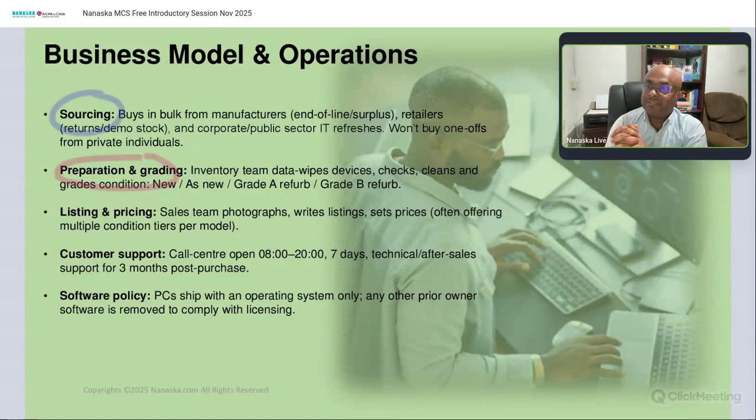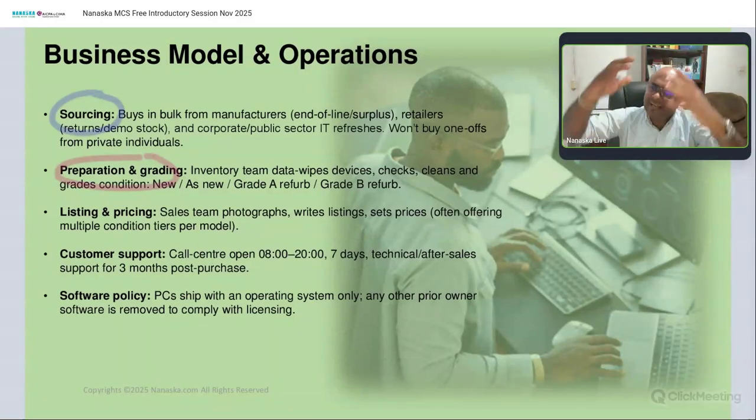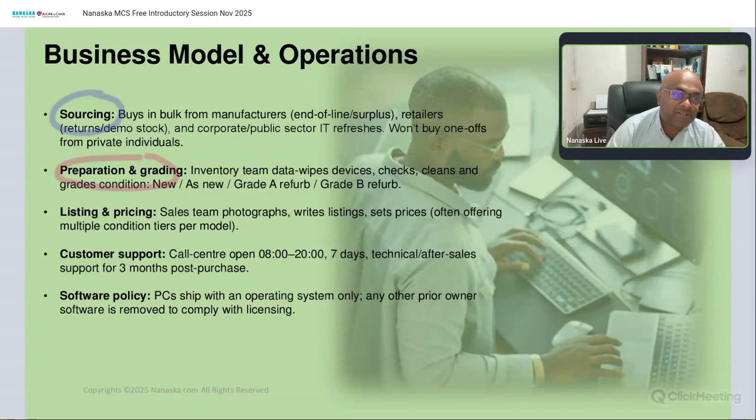like new laptops. Sometimes we buy new laptops as well. Some customers buy new laptops from us. As new, very, very close to being new, but not new. Grade A refurbished, grade B refurbished. We are refurbished, not new, but grade A, grade B. So we sell these products at various different prices.